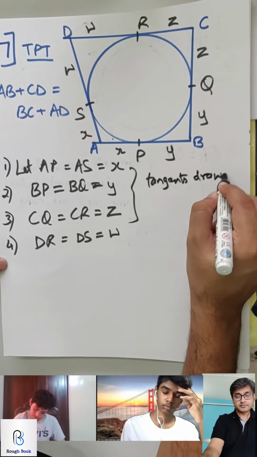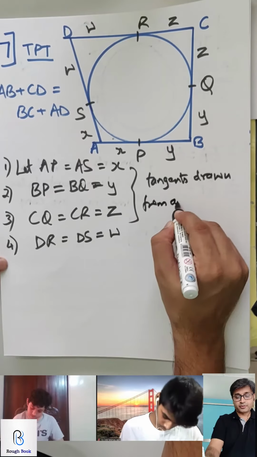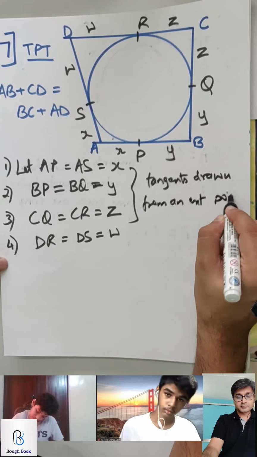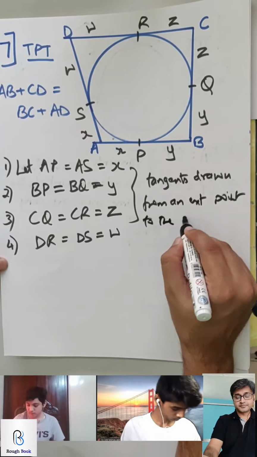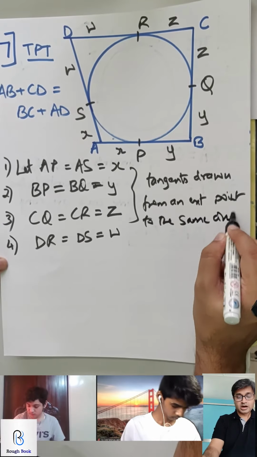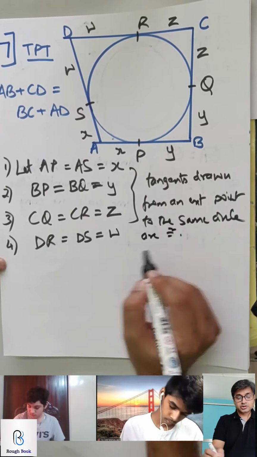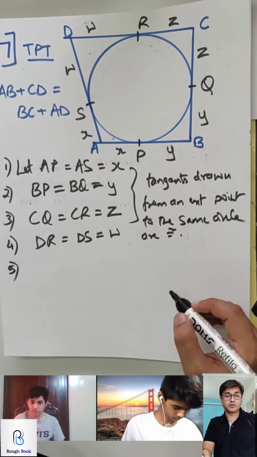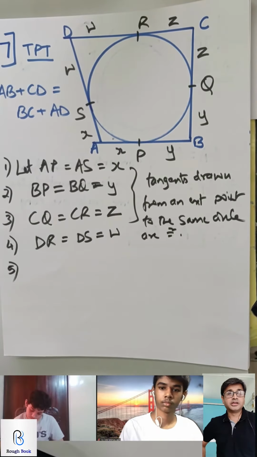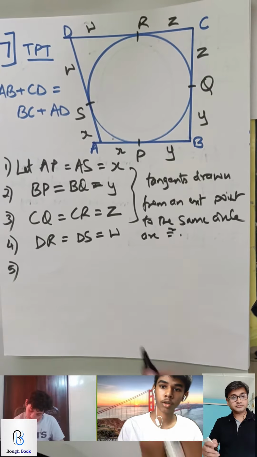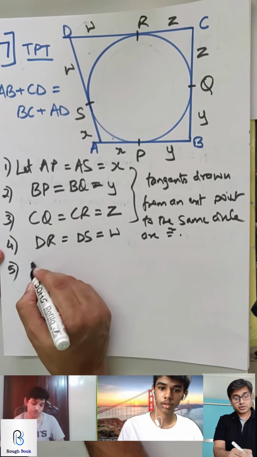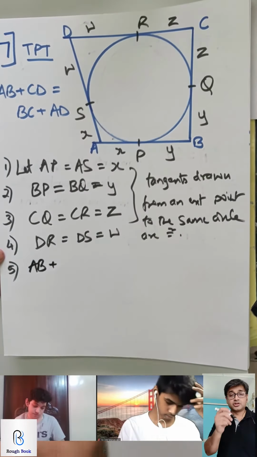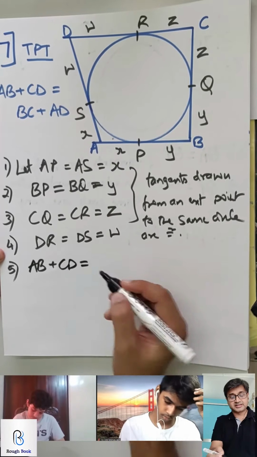Tangents drawn from an exterior point to the same circle are congruent. So we managed to name all of them as X, W, Y, Z. Any clue from here? So we can add all of them on both sides. No, just say AB, write this, you will get it. Just say AB plus CD.